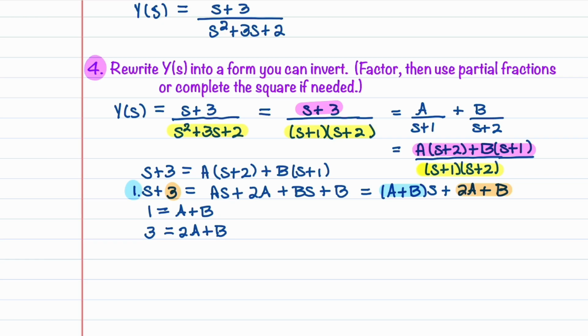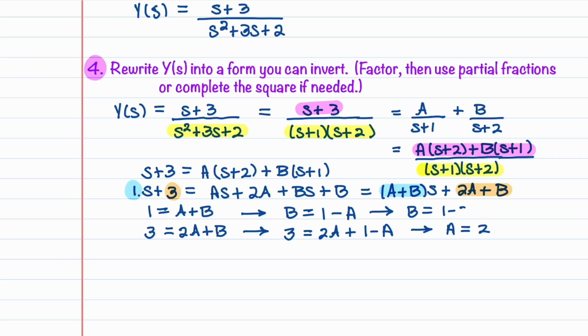I'm just going to use basic algebra to solve this, and I'm going to let b be equal to 1 minus a, and then I'm going to plug this into the second equation. So we have 3 is equal to 2a plus b, which is now 1 minus a, and this gives us a is equal to 2. Then if we plug that back into our first equation, we have b is equal to 1 minus 2, which is minus 1.